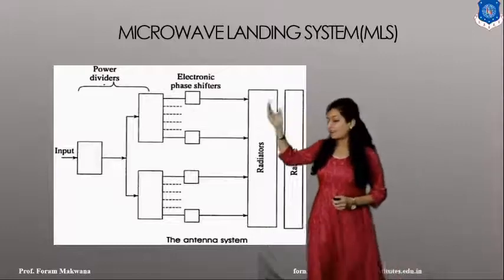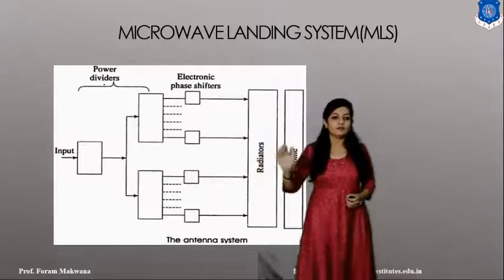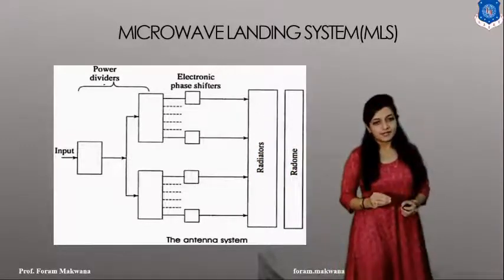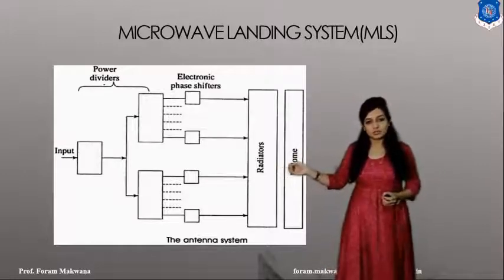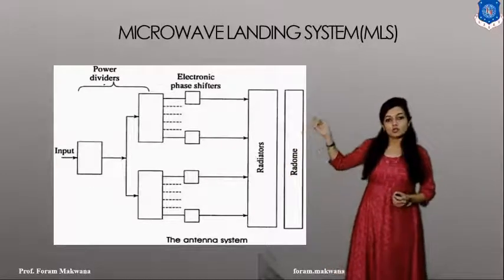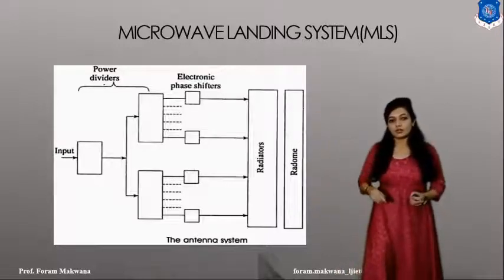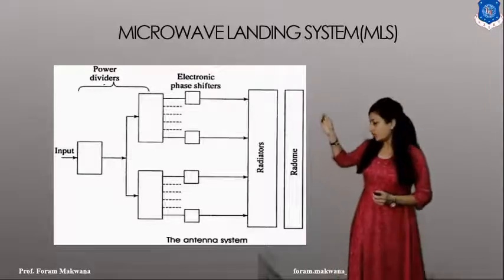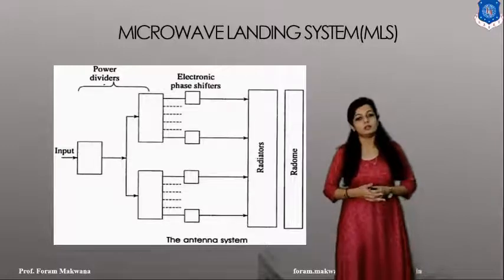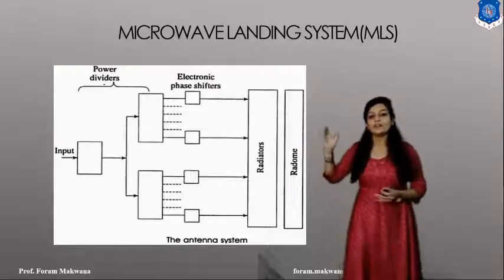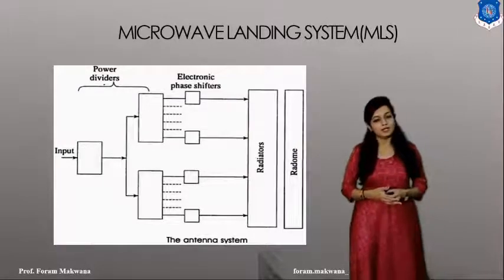These are the electronic phase shifter, power divider and the inputs. So with the help of power divider, we are able to first apply the inputs to the single unit. Power is going to be divided with the help of power divider, and what is the function of electronic phase shifter? It will change the phase of the input signal, and that phase shifted signal is going to be radiated with the help of radiator.